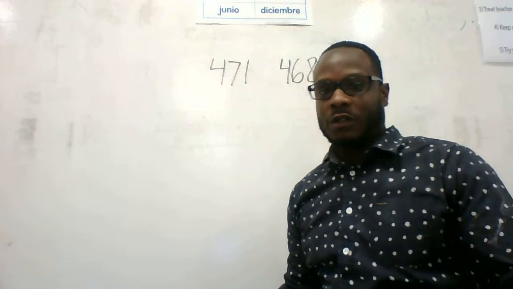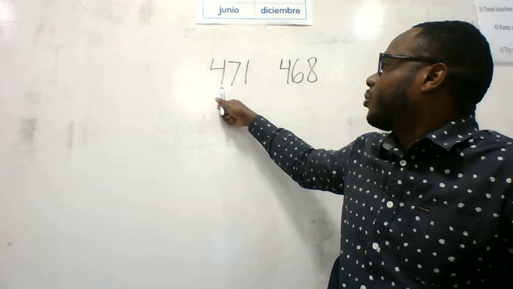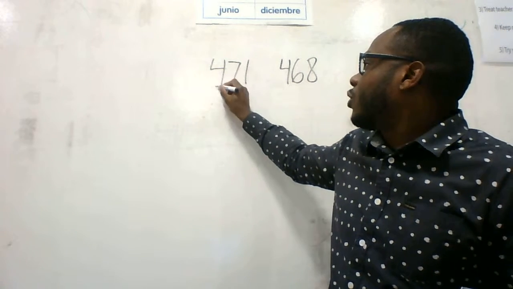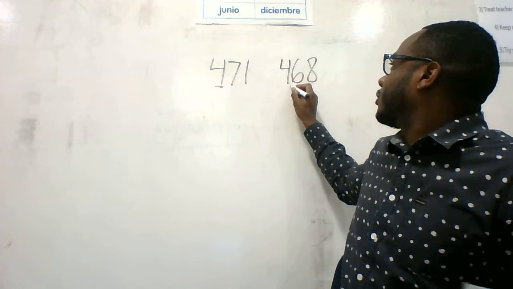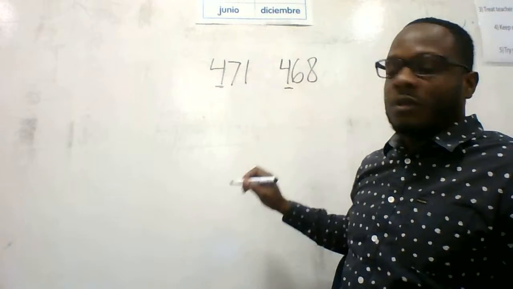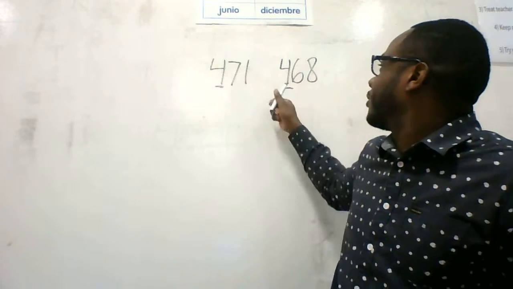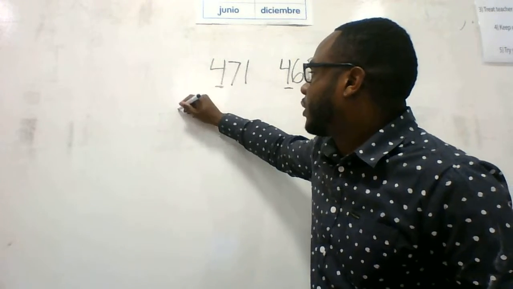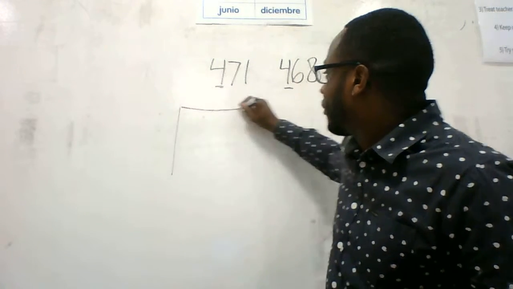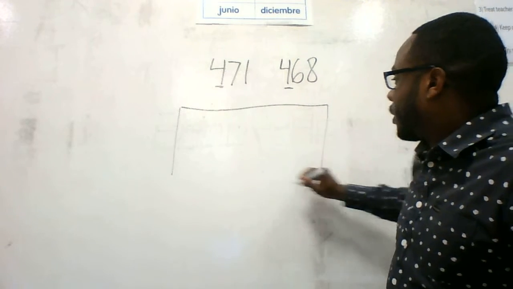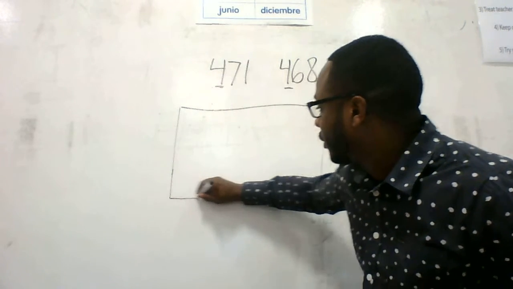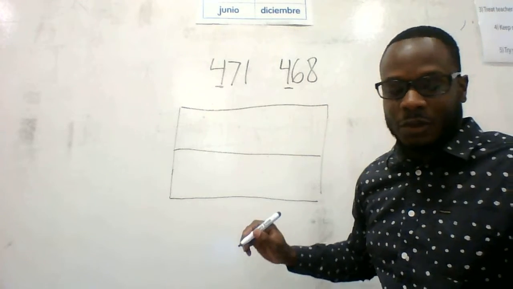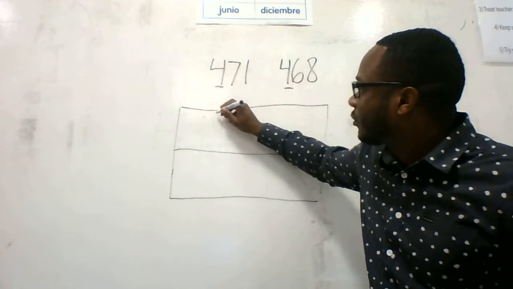Okay, first we compare the 100s place value to see which one is more. We have a 4 for 471, and we have a 4 for 468. But an easier way to do it is to write them out right next to each other so you can compare side by side to see which number is higher and which number is lower. So we start by drawing a chart.